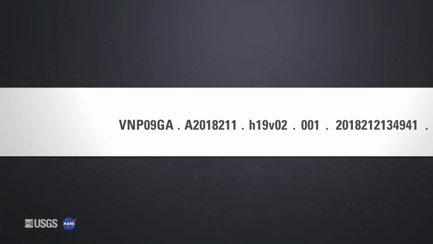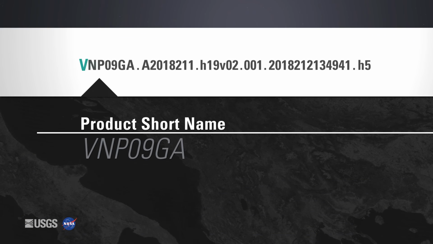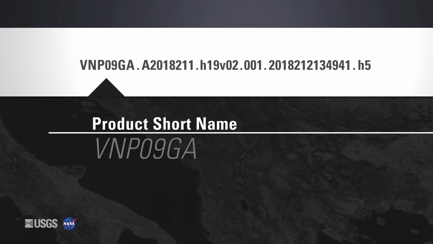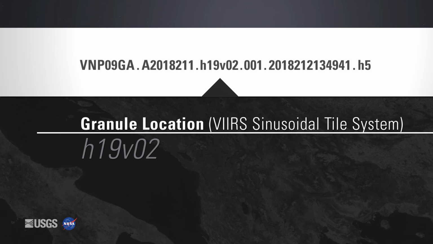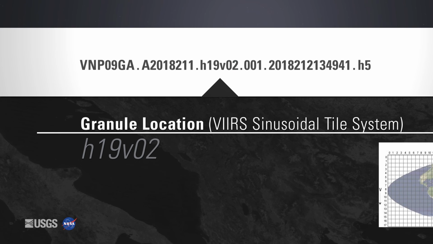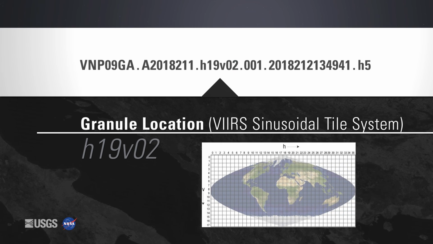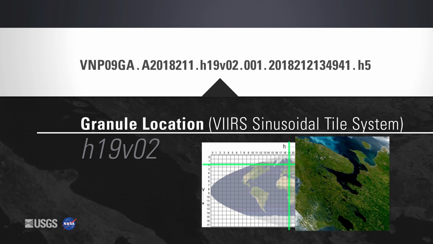The VIIRS file name itself can tell users a lot about the granule without needing to preview it. Here is an example of a granule ID. The first part of the granule ID is the product short name. The second part indicates the Julian date of acquisition. The third part indicates the location of the granule based on the VIIRS sinusoidal tile system, which is the same as the MODIS sinusoidal horizontal vertical tile system.